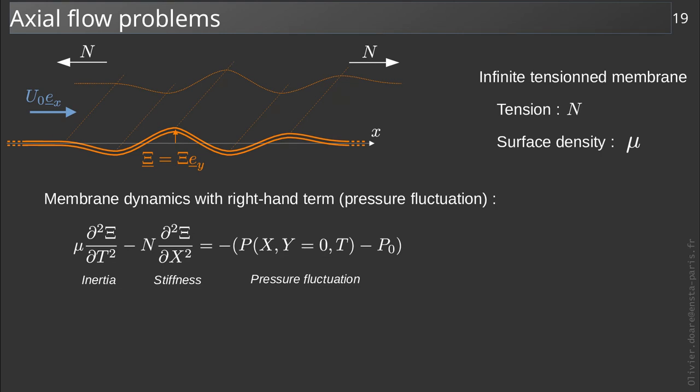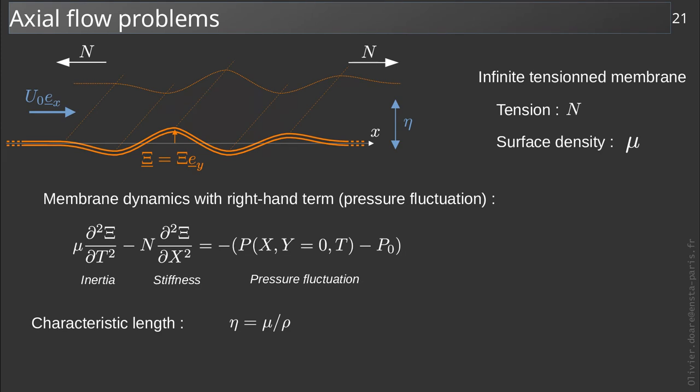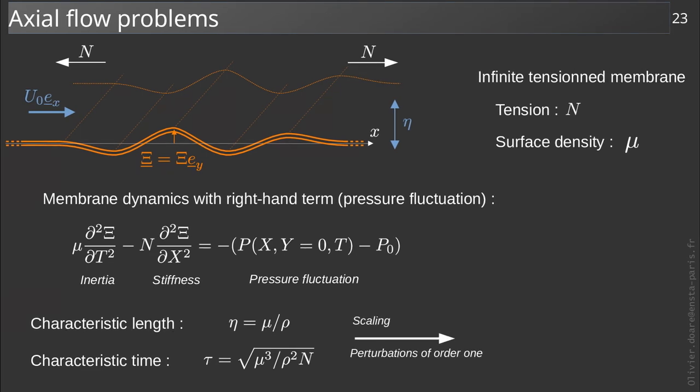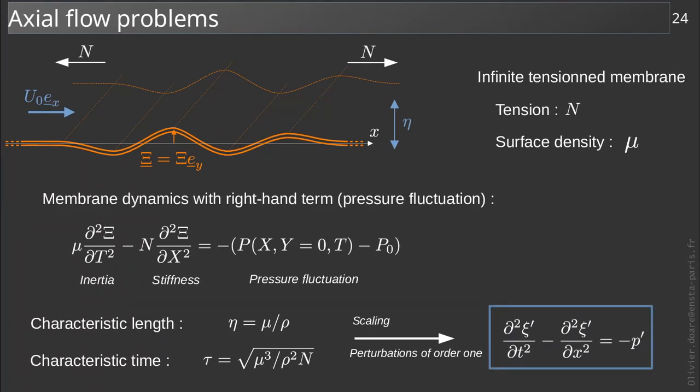The membrane being considered infinite, we do not have a characteristic length based on the geometry. We can construct one from the mass per unit area of the solid and the density of the fluid. This length can be seen as the thickness of the fluid that has the same surface density as the membrane. A characteristic time can also be constructed from the problem parameters. We can now scale the membrane equation and keep only the first-order fluctuations. We obtain a dimensionless equation which does not depend on any parameter.